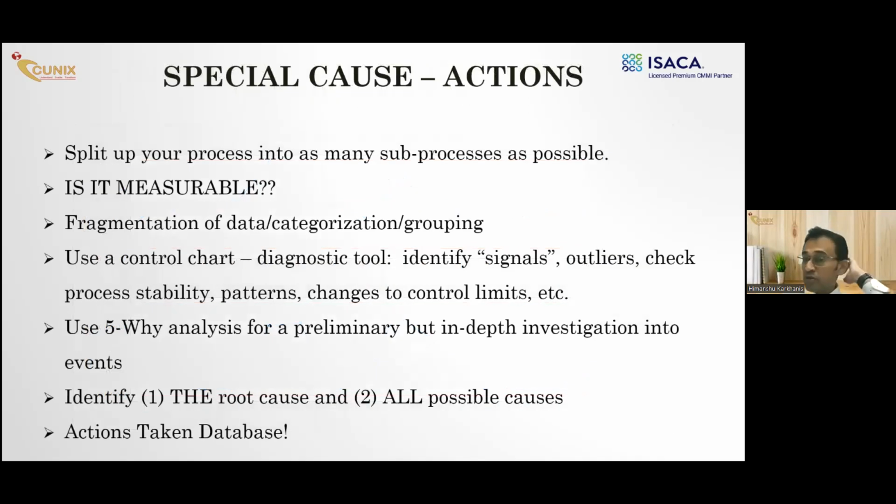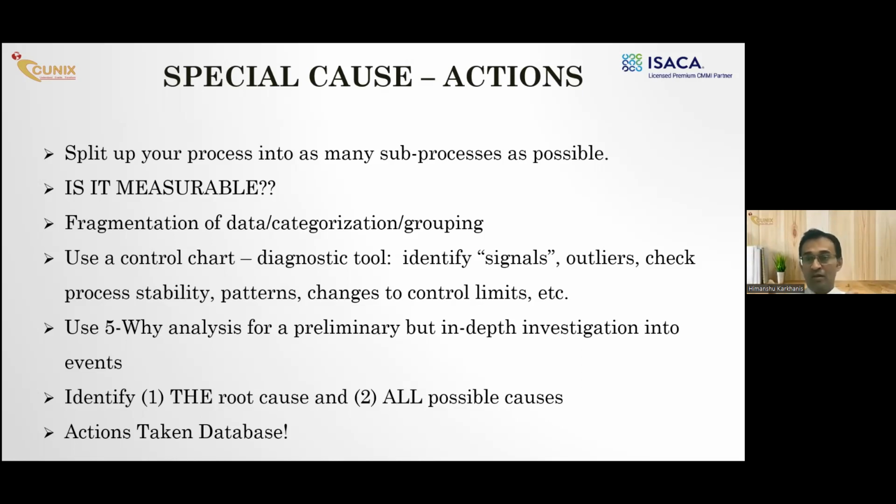Let's go ahead. Now, some of the actions that you could take, or have taken, for your special cause are splitting up the process into many sub-processes and checking if each of these sub-processes is measurable, because only then can you come to know where things can go wrong. Use diagnostic tools like control charts, fragment your data, break up your data, split your data, group your data into categories, right? Identify signals, check the variation, check the patterns. You can use something called 5-why analysis, which simply means asking why 5 times, right? And hopefully by the end of the 5th why, you will come to know the reason for something.